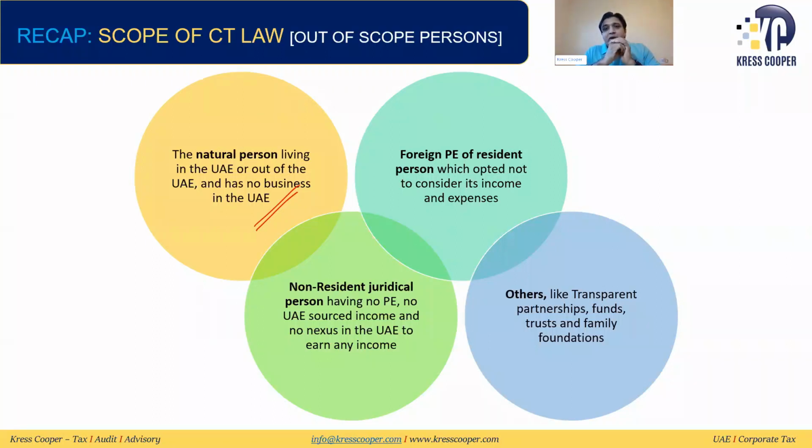Then we discussed the foreign PE of the resident person. This means if the UAE company has a PE outside the UAE and this company applies that the income and expenses should not be considered, then it will not be subject to corporate tax. Then other persons, like a transparent partnership, whose income is taxable in the hands of the partners. Funds structured as not a legal entity, a trust or a family foundation, if they have availed the exemption, will not be subject to UAE corporate tax. This was the recap of our previous three lectures.